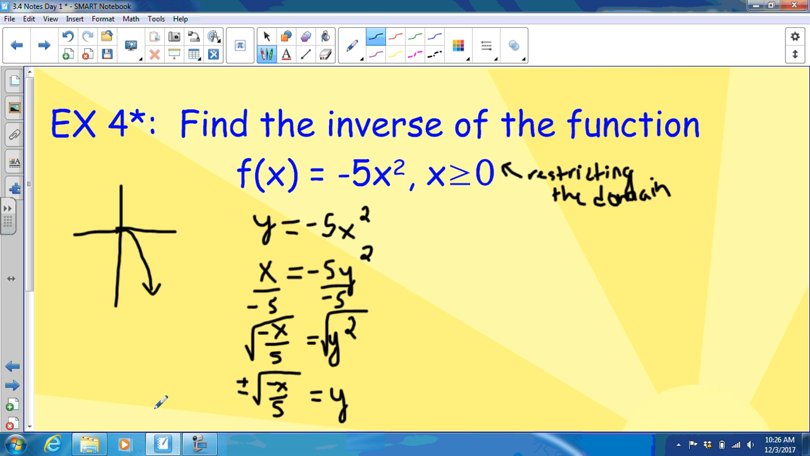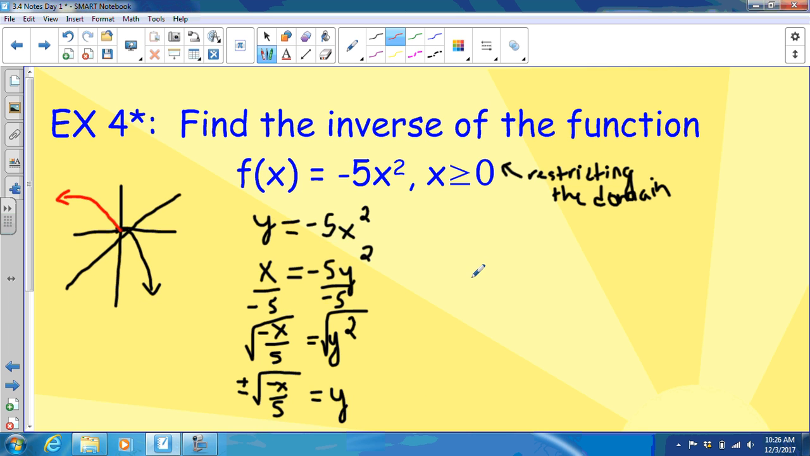Now, if we were not restricting the domain at the beginning, this would be our final answer. But because we are, we have to decide what y values we can have. Remember, whenever we're finding the inverse, we are basically reflecting over the y equals x line. So our inverse, which I'm going to do in red, would look like this if we reflected our function over the line y equals x. So now we have to see what values we can have for y.